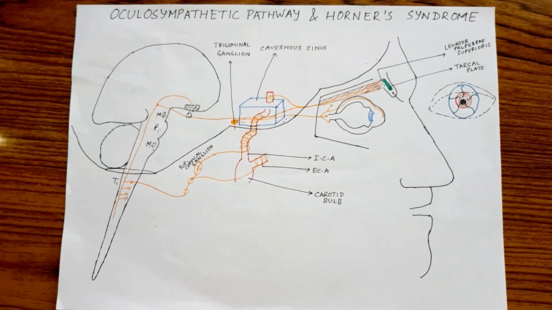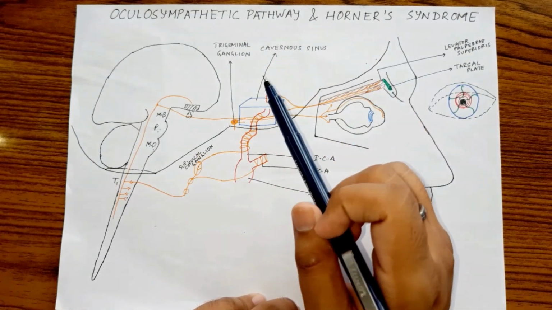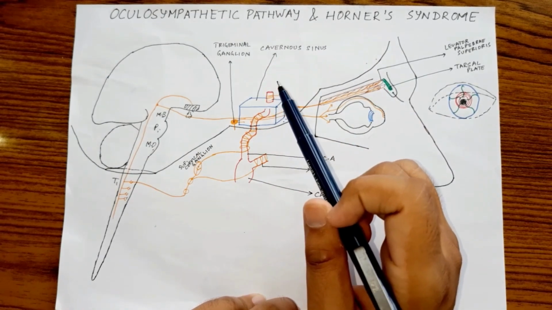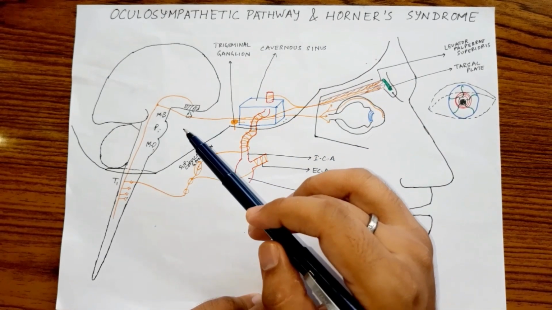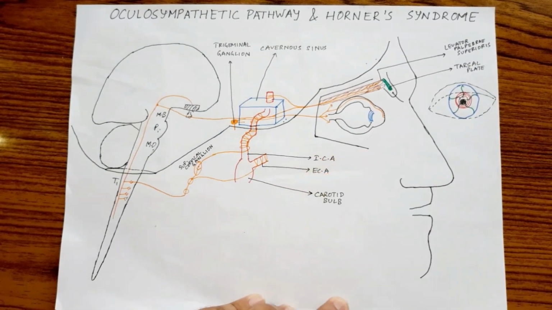Hello, I am Aryan Jakhad and today I shall be talking about the oculosympathetic pathway and Horner syndrome. So I would be starting by explaining what this diagram says. Mind you, this is not an anatomically correct diagram. I have just drawn this in order to simplify this topic.